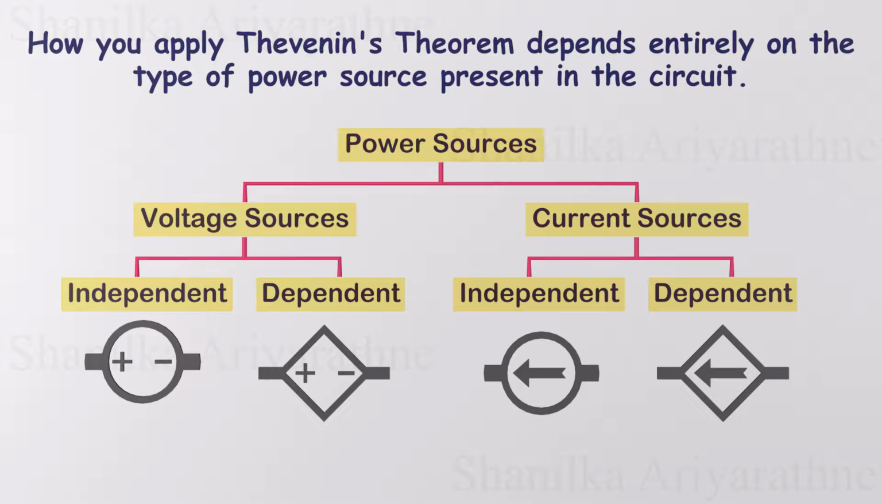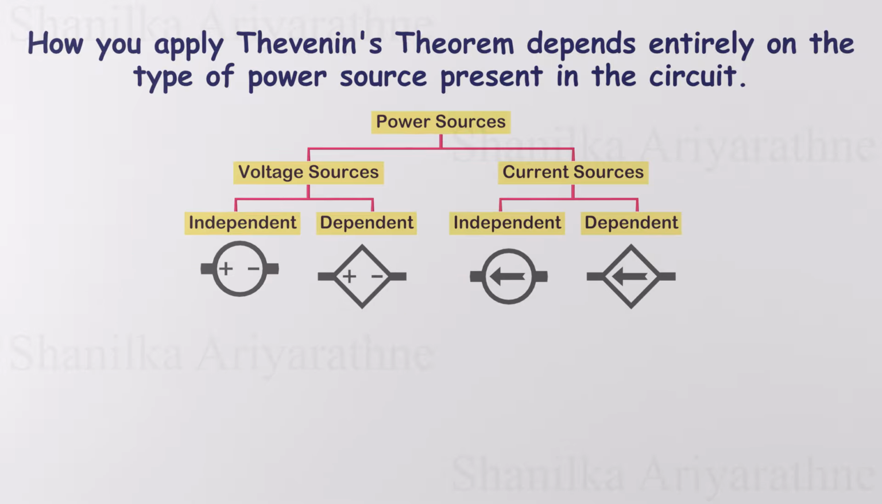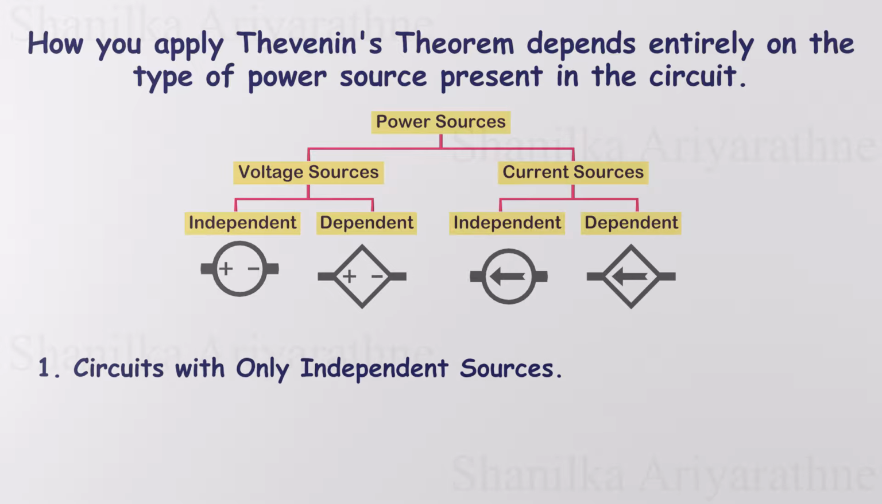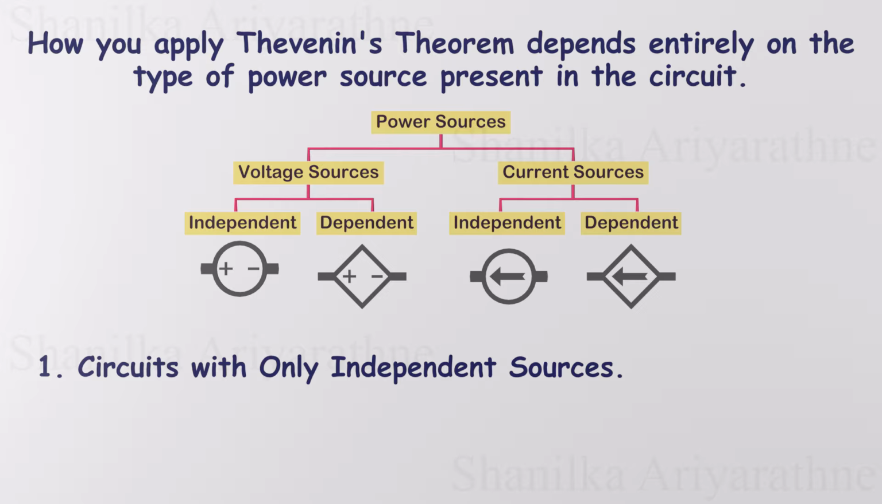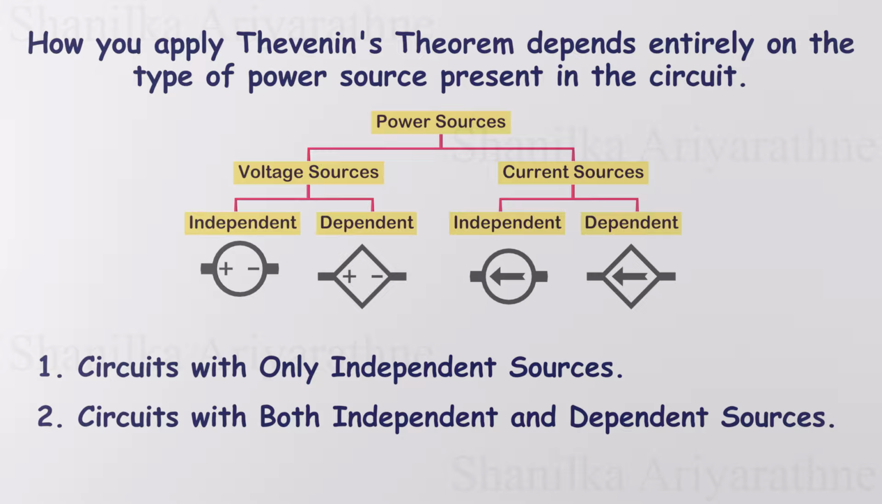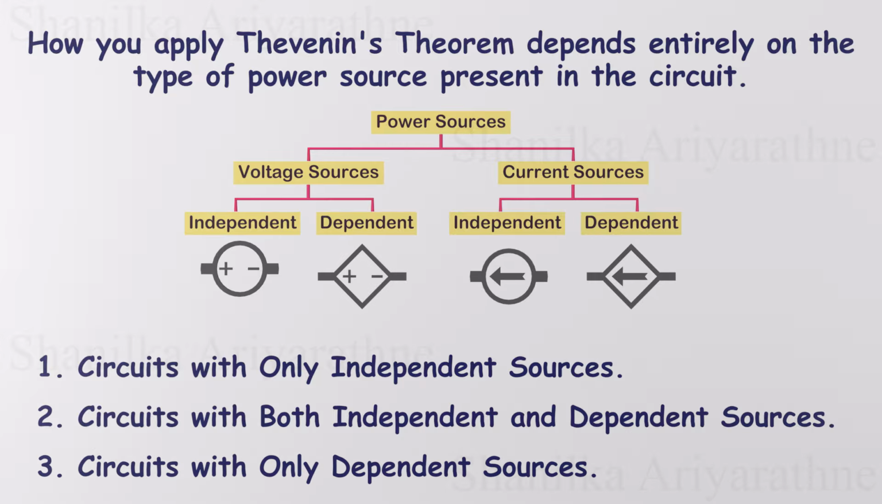This helps you choose the correct approach for simplifying the circuit and solving it efficiently. We can categorize circuits into three types based on the type of power sources they contain: circuits with only independent sources, circuits with both independent and dependent sources, and circuits with only dependent sources. Let's discuss one by one.